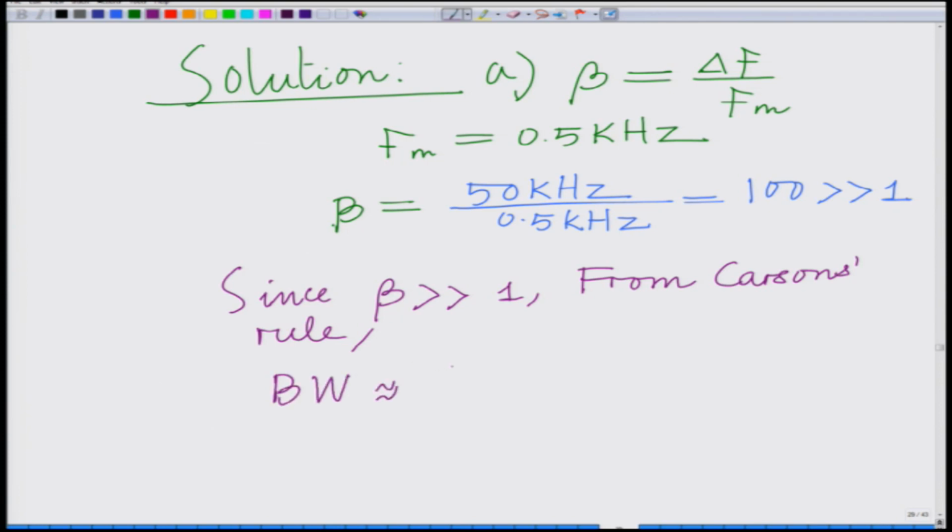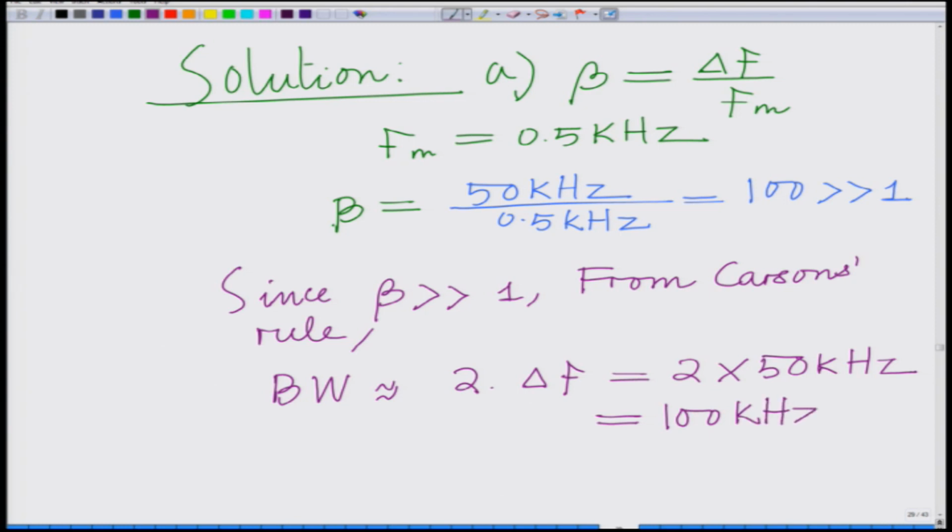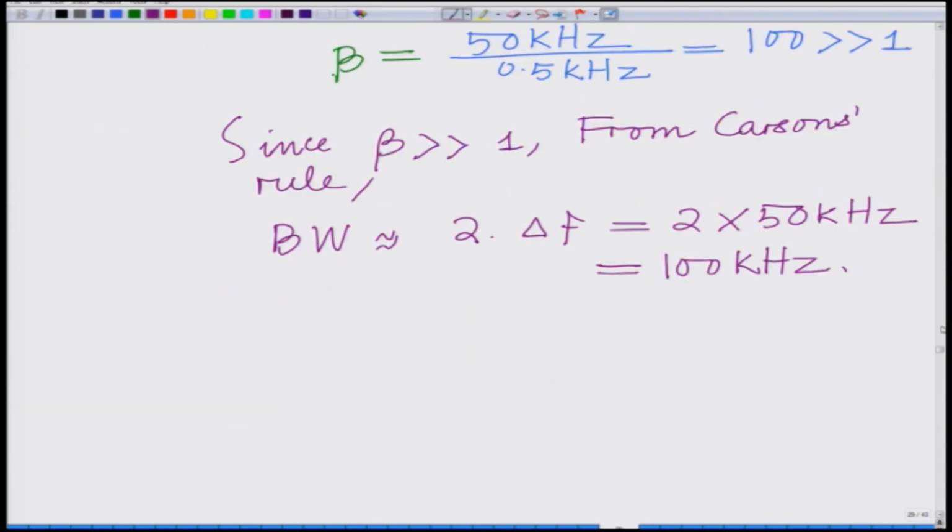the bandwidth is approximately equal to twice delta F, which is twice 50 kilohertz, which is equal to 100 kilohertz. Therefore, from Carson's rule, we have the bandwidth of the FM signal. Since beta is very large, 100, which is significantly greater than 1, the bandwidth is approximately twice delta F, which is 100 kilohertz. Now, let us look at case B.